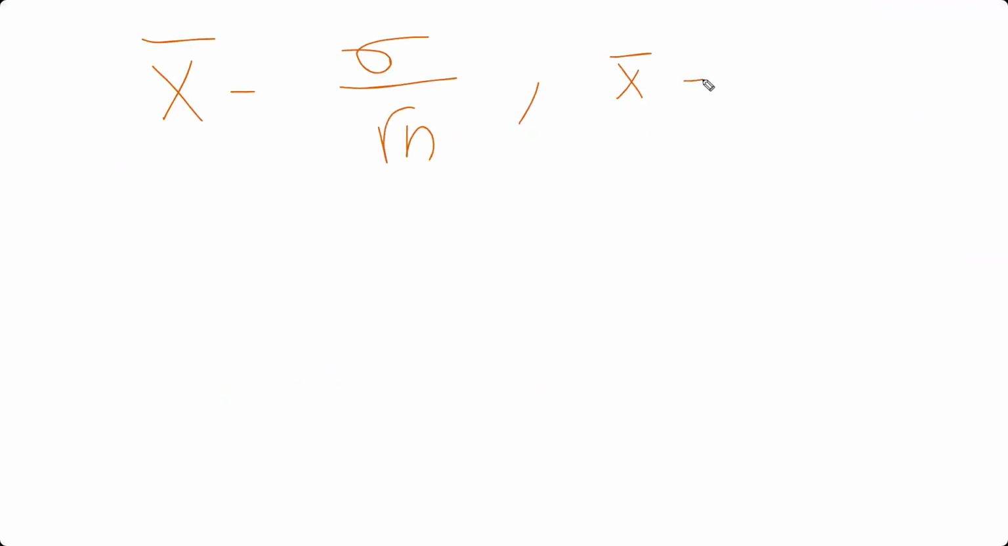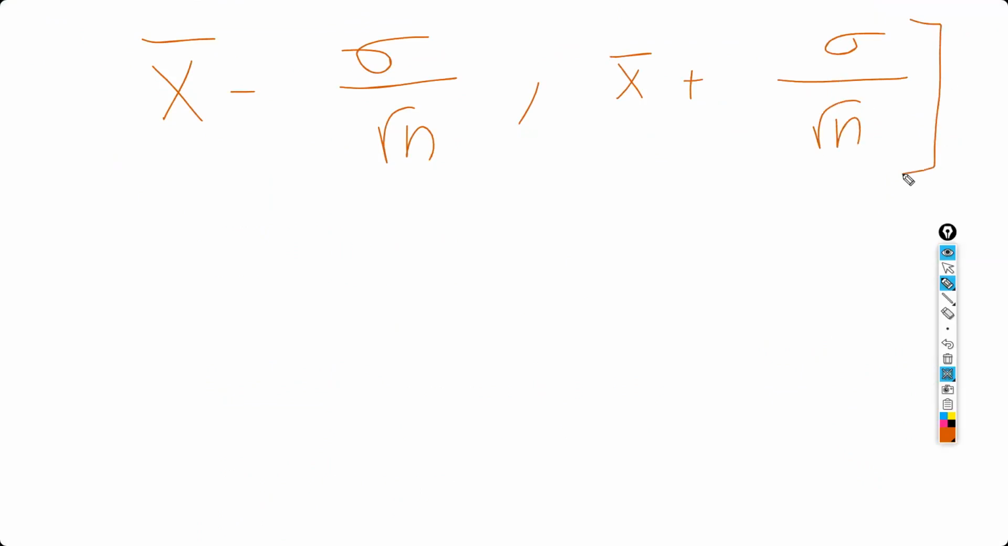In your central limit theorem, it is x bar minus sigma by square root of n, comma, x bar plus sigma by square root of n, right? This is the one. Now, this is the central limit theorem.